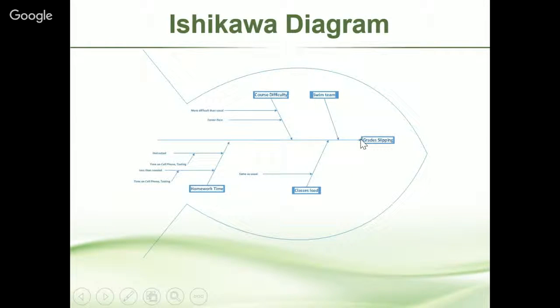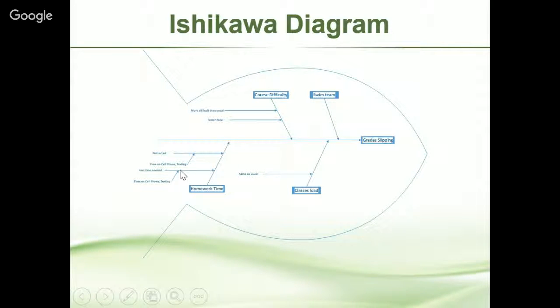The grades are slipping. The major causes that we can think of is swim team. We saw that started. Are his classes more difficult? Are they more difficult than usual? Are they at a faster pace? We're looking at course load. We're looking at homework time. So here are some following things down and asking why.